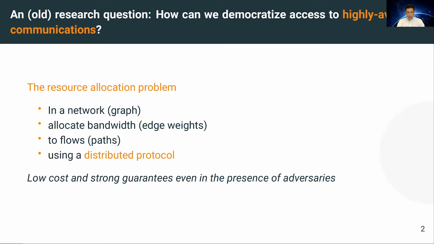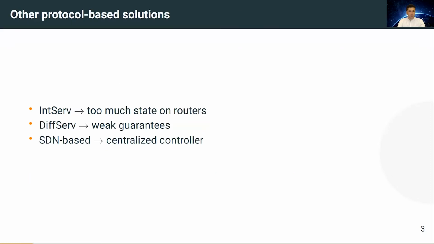We want to allocate a shared resource, represented as edge weights, to particular paths in the network using a distributed protocol or algorithm. This should provide low-cost guarantees and protect against congestion, and also be resilient even in the presence of adversaries. We can see here some older solutions, such as IntServ, DiffServ, and SDN-based protocols. However, as we point out in more detail in the paper, these solutions either use too many resources in the network and therefore do not scale, or require a centralized controller, which we explicitly rule out. Moreover, none of these solutions is resilient to external attacks.